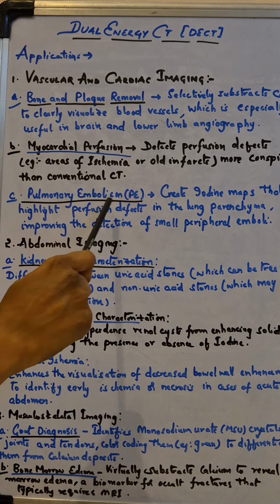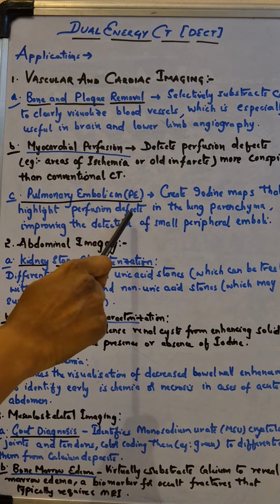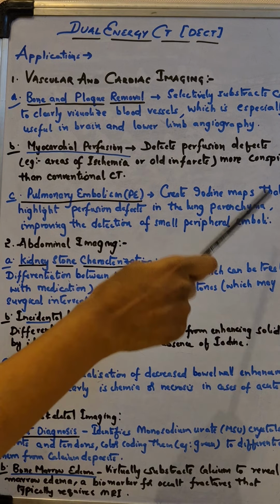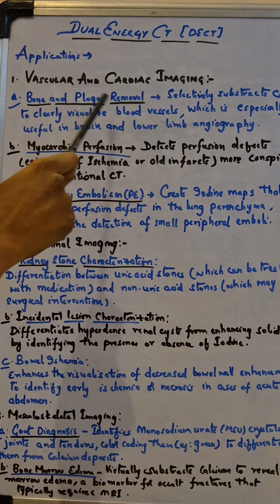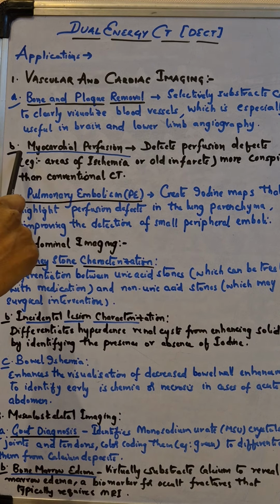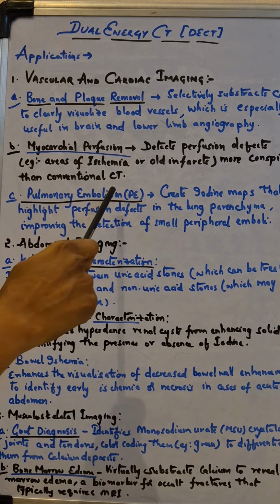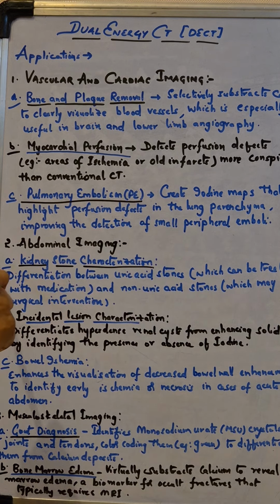Another is pulmonary embolism. It creates iodine maps that highlight the perfusion defects in the lung parenchyma, improving the detection of small peripheral emboli. So in vascular and cardiac imaging, it's useful in bone and plaque removal to see the blood vessels. Myocardial perfusion, detect the perfusion defects. Pulmonary embolism, for detection of small peripheral emboli, it creates iodine maps.